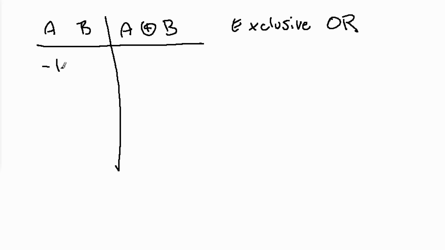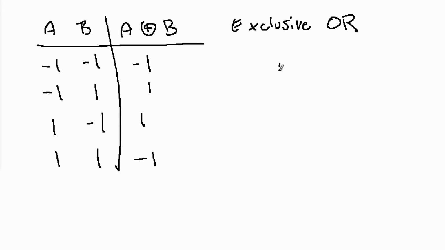Okay, so I have -1, -1, -1, -1, 1, 1, -1, and 1, 1. Well, remember, exclusive OR is only true when one is true and one is false. So this would be 1, and this would be 1. This would be -1, and this one would be -1.